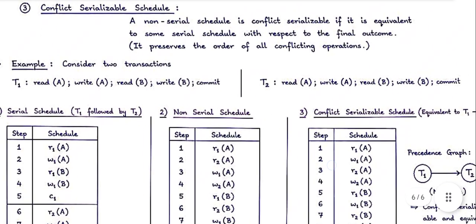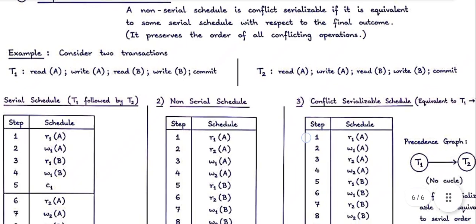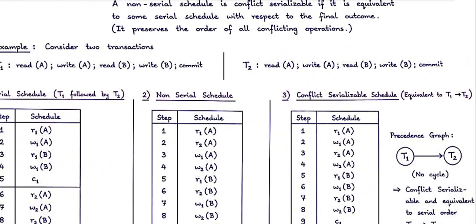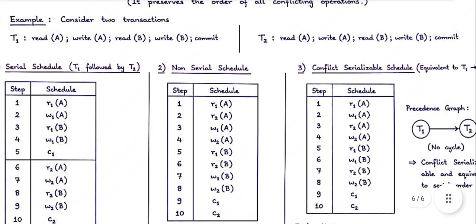Example: consider two transactions. T1: read of A, write of A, read of B, write of B, commit. T2: read of A, write of A, read of B, write of B, commit. Serial schedule: T1 followed by T2. It will be like R1(A), W1(A), and so on through T1, then T2, and C2.